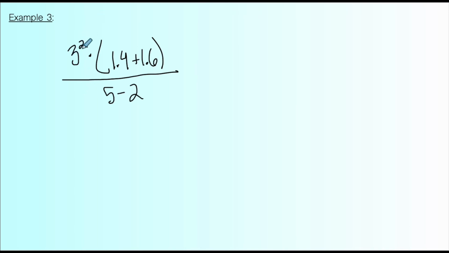This says 3 to the second power, or 3 squared, times 1.4 plus 1.6, divided by, this line here means divided by, kind of looks like a fraction, but it's also another way to write division problems. So divided by 5 minus 2. Now, I picked this problem for a specific reason. Anytime you have division that kind of looks like it's written as a fraction, this problem could be rewritten. I'm going to rewrite it like this.